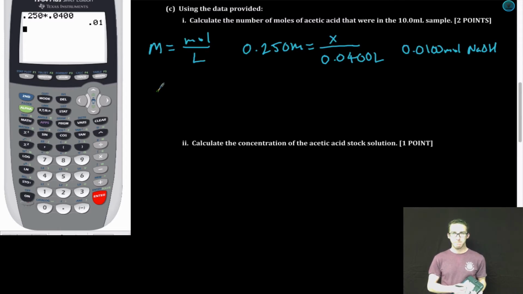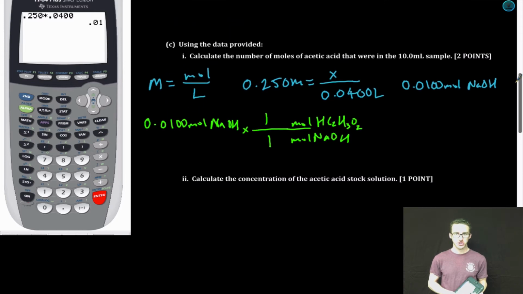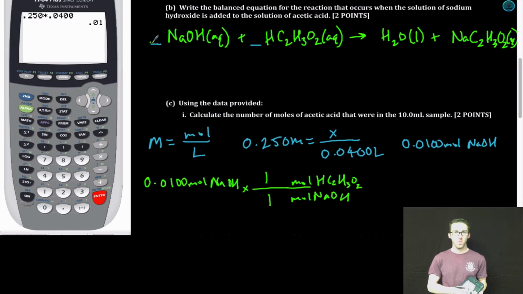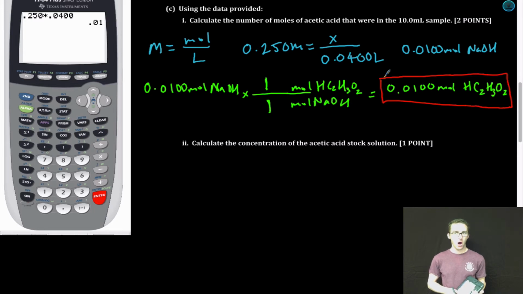So my next step, a stoichiometry calculation. As you think about where this relationship between sodium hydroxide and acetic acid will come from, turn to your handy balanced equation from part B. 1:1, which means that I must have had 0.0100 moles of acetic acid in my original container. One point for calculating moles from the concentration and volume, and a second point for showing that dimensional analysis. Even though it's 1:1, you gotta show your work.